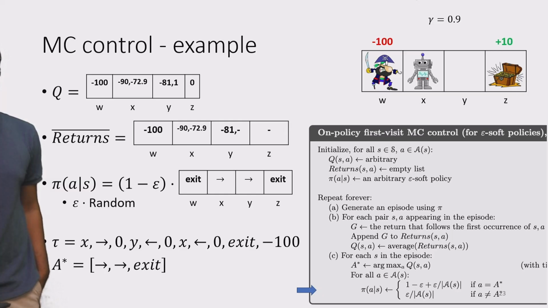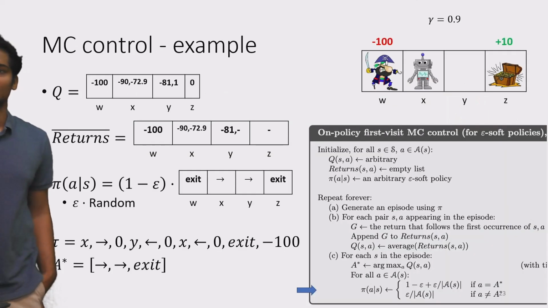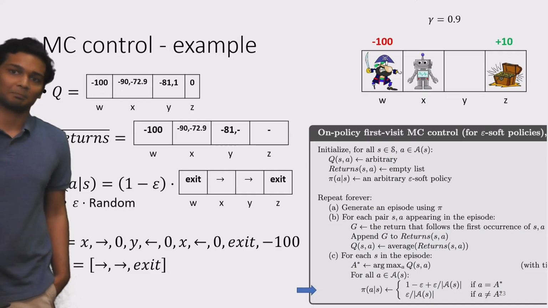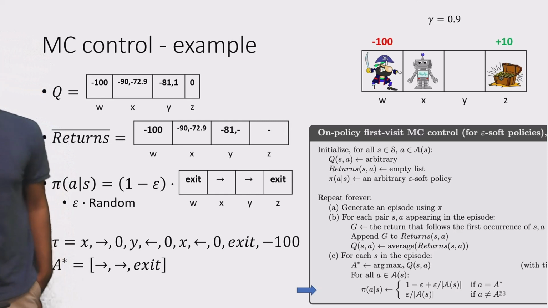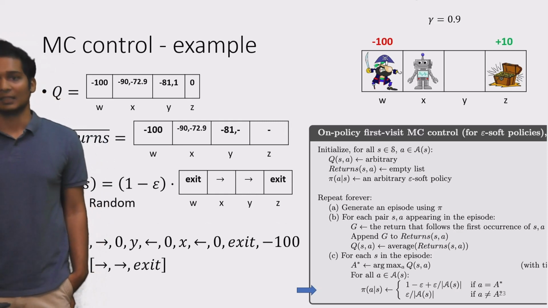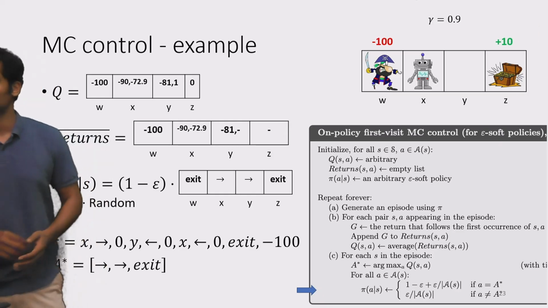Let's see, do we have a stopping condition? Normally, for the example, you might have some stopping condition saying if you don't see any improvement in your policy, it's converged. But the pseudocode says repeat forever, so for now we won't discuss it. Let's say it's a continual learning problem.